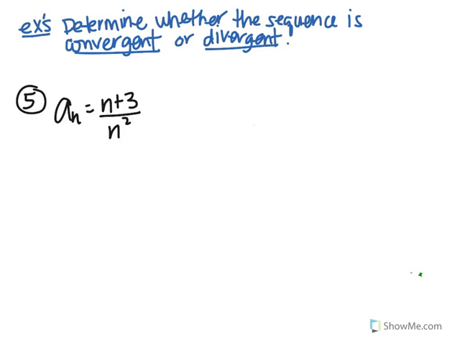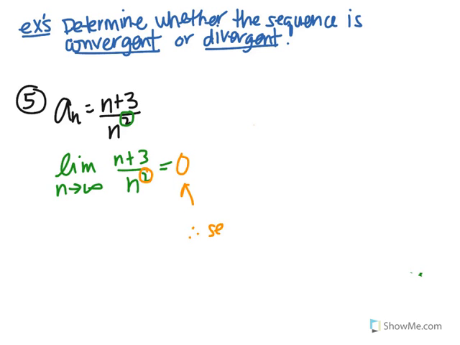Alright, and here's the final example I have for you. So I want to know if this sequence converges or diverges. So again, you're going to locate the dominant term, and then you're going to want to take the limit. So what's the limit as n approaches infinity of n plus 3 over n squared? And because the dominant term is in the denominator, that means that the limit for the sequence is going to be 0. So that means that all the terms would get smaller and smaller and smaller and approach 0. So therefore, we're going to say the sequence converges to 0.